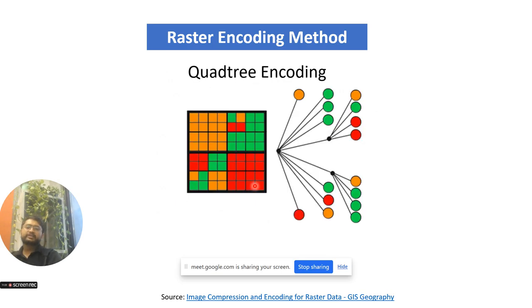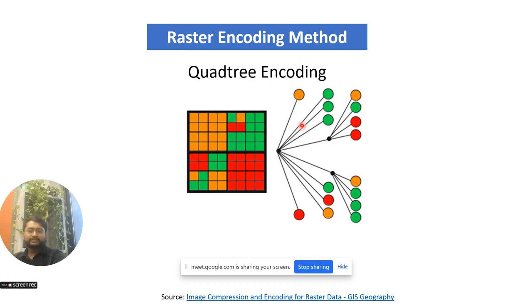Then we have the quad tree encoding method. In this method you divide your box into four different parts. If you see the first box, is there any further partition? No, then it is associated with just one value. Similarly for this box, does it have any further classification or any sub-pixel variability? No, then just one representation. Now we'll see this particular box.